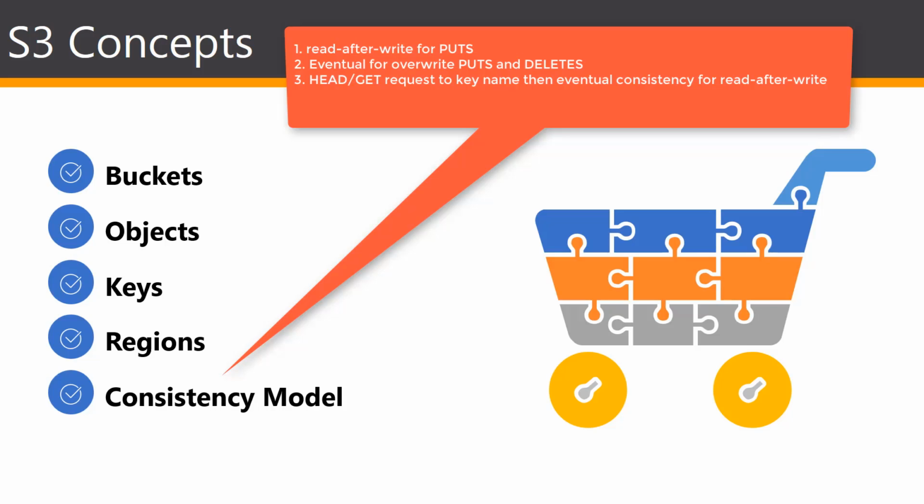Now, S3 achieves high availability by replicating data across multiple servers within Amazon's data centers. So if a put request is successful, your data is safely stored. However, information about the changes must replicate across Amazon S3, which can take some time.